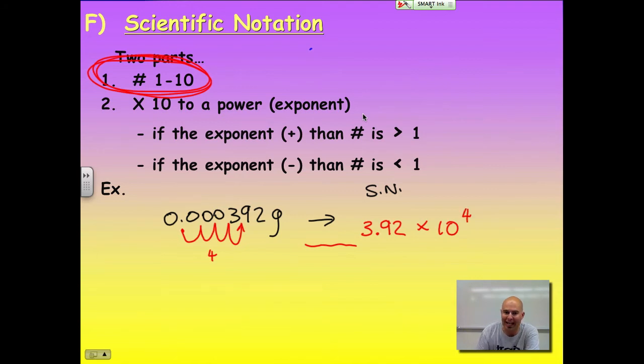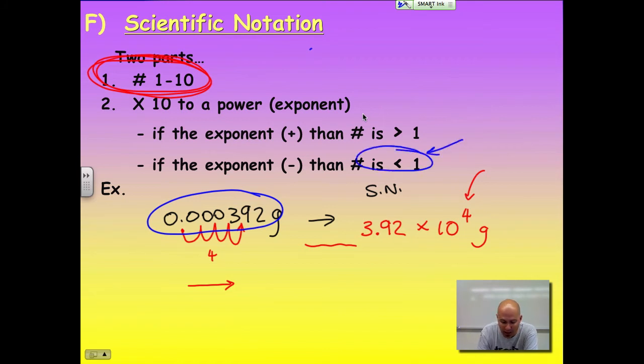4. Now, don't think direction. A lot of people think when we're moving to the right, that's a positive direction, so I should have a positive exponent. Well, look at this. This number, 0.000392, is less than 1. So if it's less than 1, then the exponent should be negative. So negative 4 would be how we describe this number.